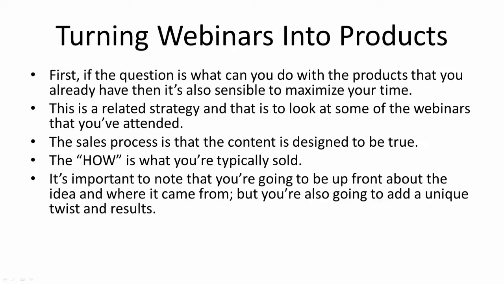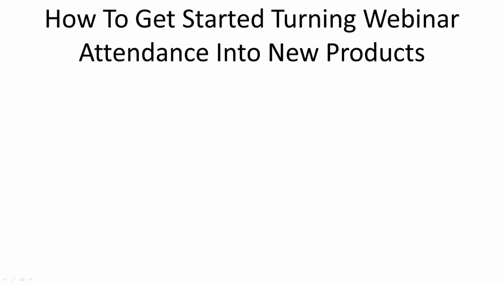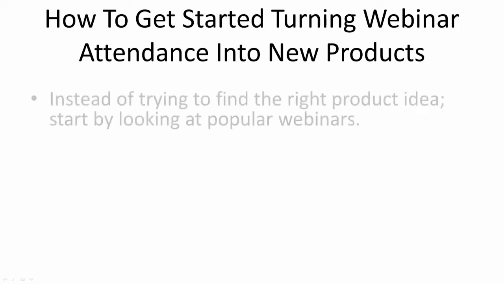The other thing you're going to be able to do is take some of this content and add it into some of the private label rights products that you're purchasing in order to make them unique. So you're really creating a unique product by, number one, getting your own results, number two, adding your own unique twist to what you're actually doing and learning on the webinar. So now the question is, how do you get started turning webinar attendance into your own unique products?